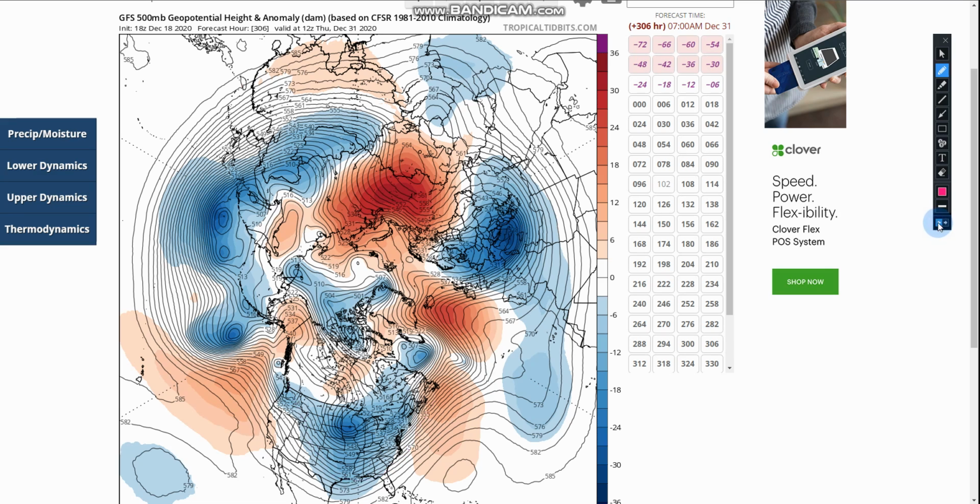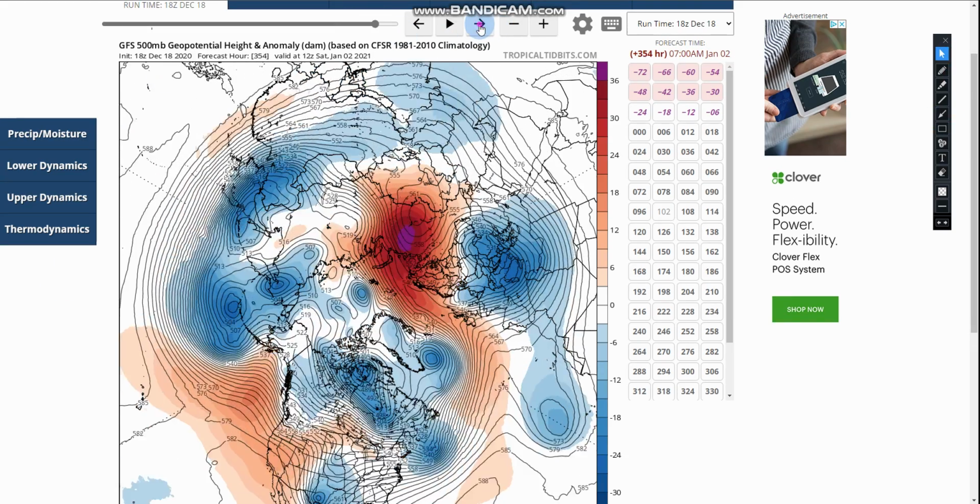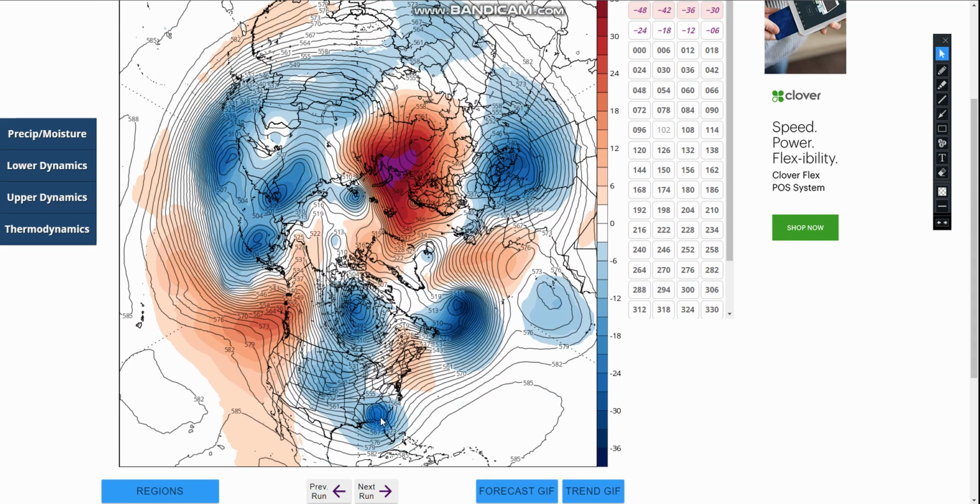This is going to be a cold regime still. A negative NAO, a somewhat positive PNA, and then a negative AO. Now if we go to the end of the run here, you can see that troughing still shows, and you have a storm forming in the south. But then again, this is 384 hours, and I bet you by next run that is going to go away.